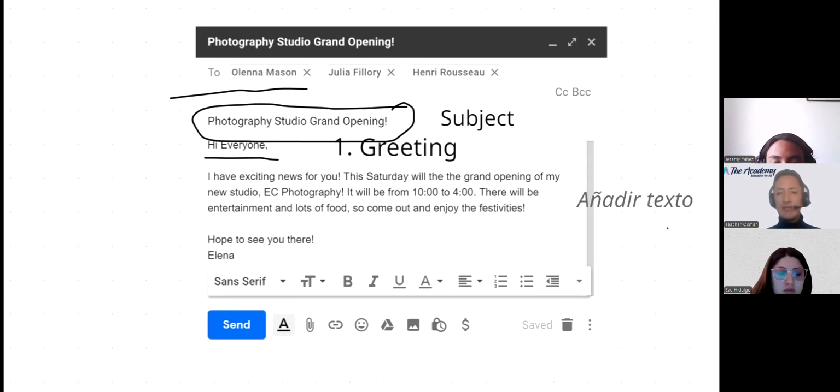It's the development, or the body. The body of the email is where you're going to see the main reason why you are writing that email. For example, in this case: I have exciting news for you.